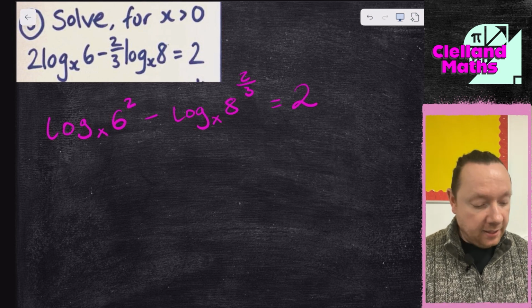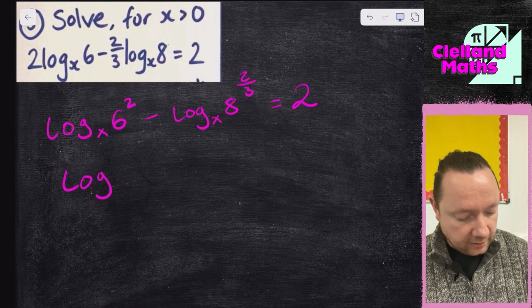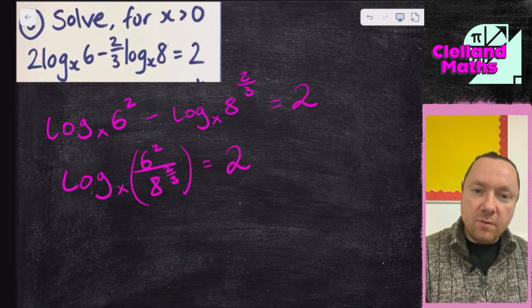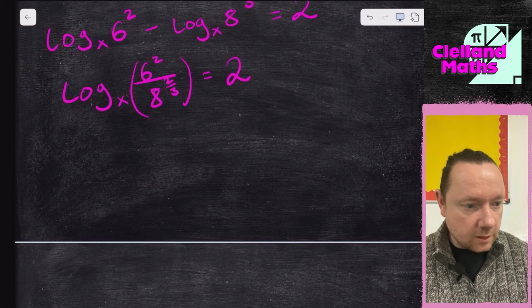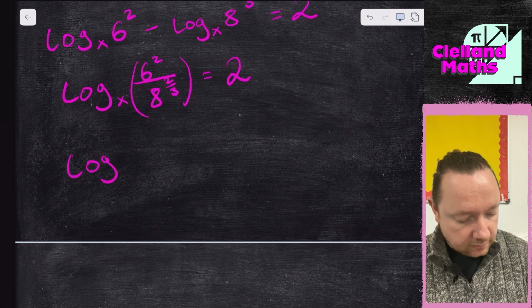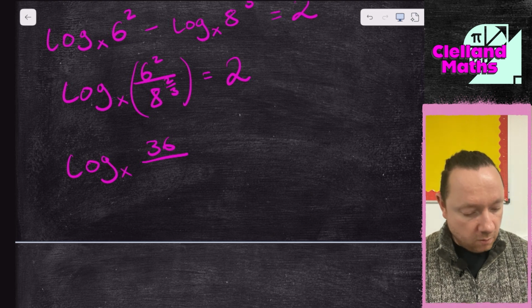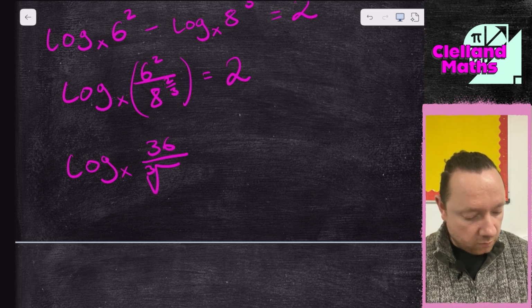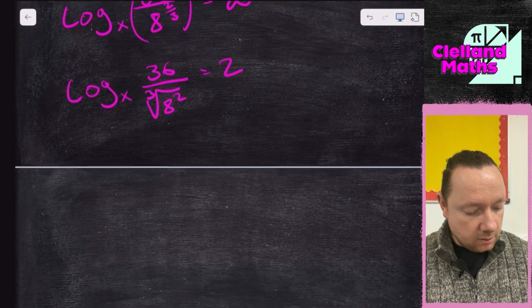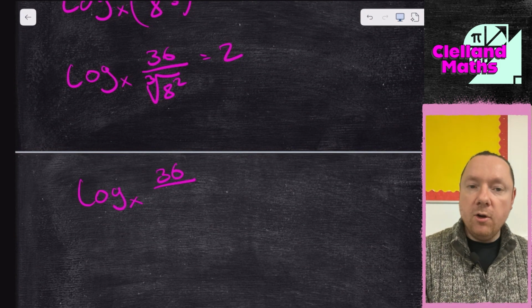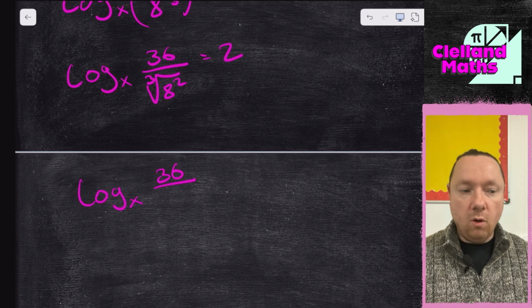Taking away logs means divide if the base is the same. So log x, 6 squared, all over 8 to the power of 2/3 equals 2. Let's simplify some of that before we go any further. So that's log x, 36, over 8 to the power of 2/3. Well, 3 in the bottom position, so that's the cube root of 8 squared. So we can work out the cube root of 8 squared, surely. The cube root of 8 is 2. 2 2s is 4. So that gives us 4.